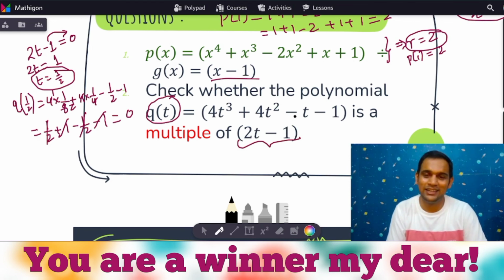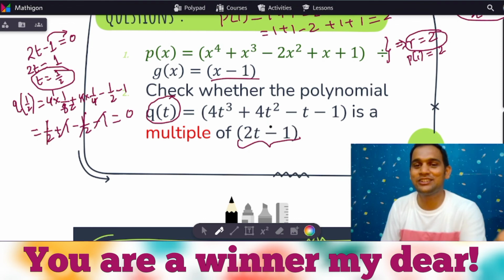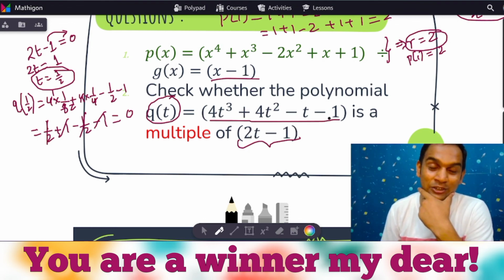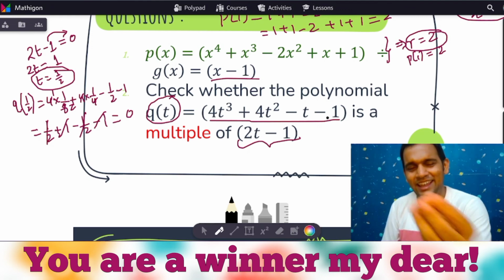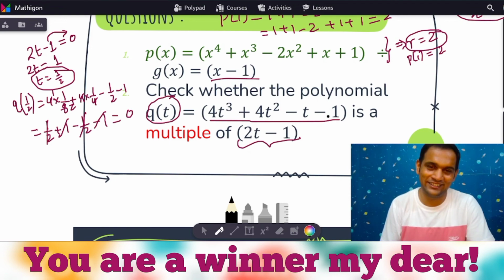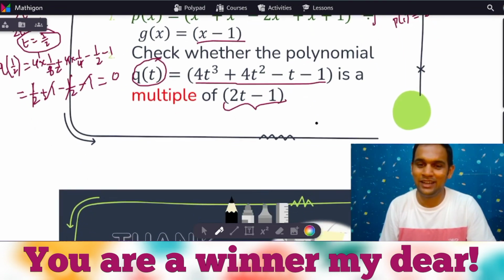I hope that makes sense. Or we can also say that 2t minus 1 is a factor of 4t cubed plus 4t square minus t minus 1. And that is, I would say, a hint for the factor theorem. We will discuss it in the next video.